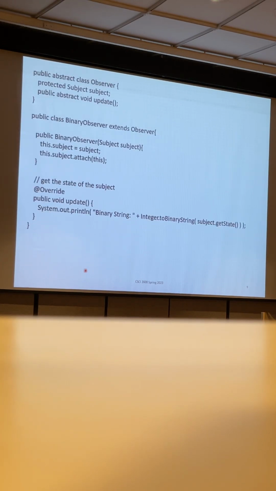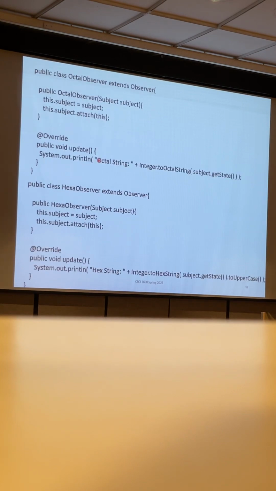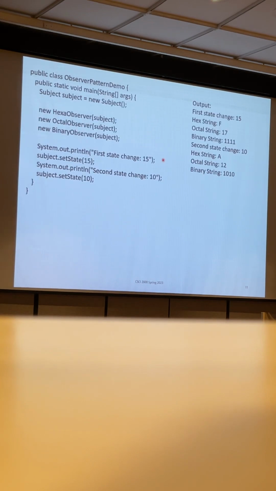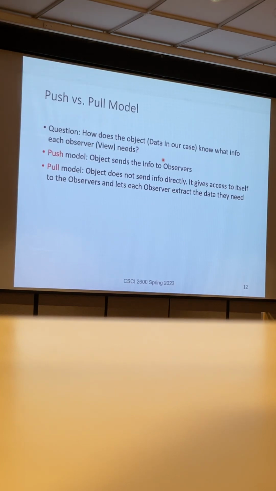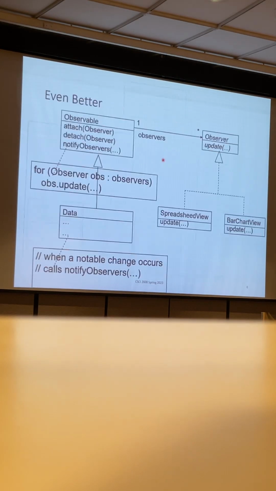Okay? So now if we have a binary observer, we just attach it to our data model. Right? If we have a hex observer, we attach it to the same data model. So we have one data model and 3 different observers. So when our data changes, all 3 observers will be guaranteed that their method update is called, and they will visualize this change of data appropriately as a binary, hexadecimal, or octal.